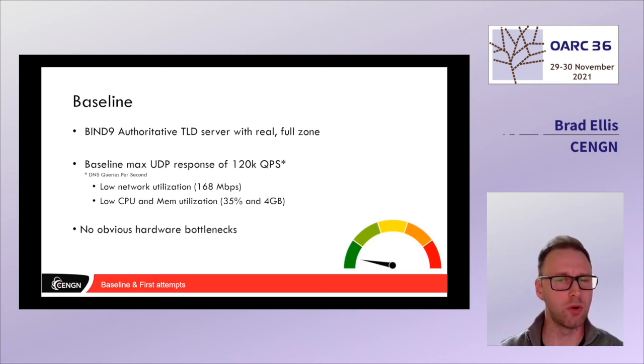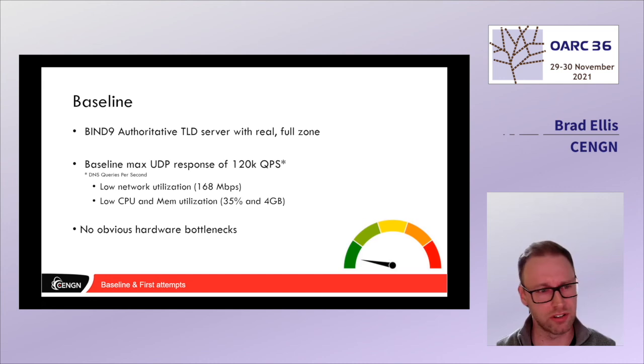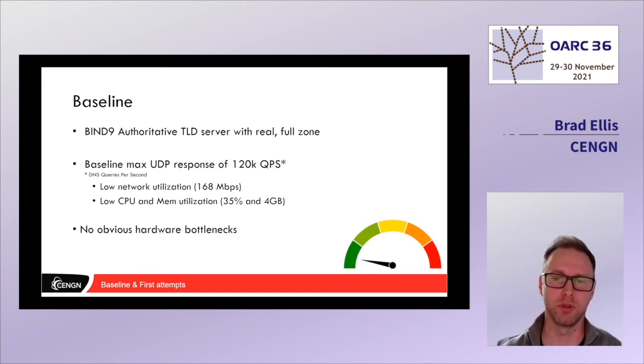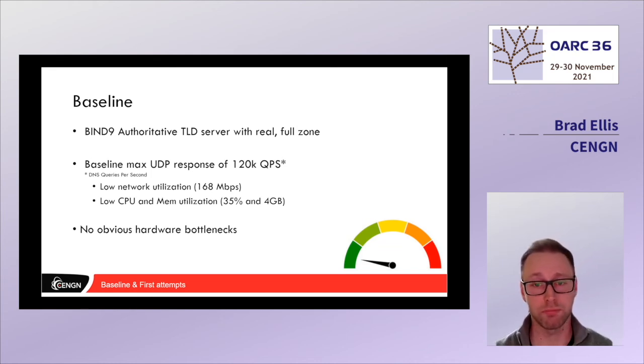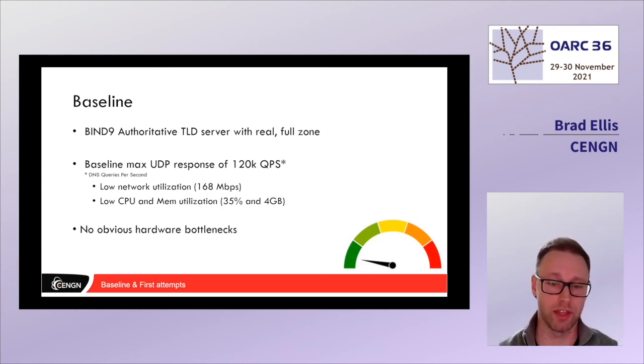We found that we had low network utilization, like 168 megabits per second, and relatively low memory and CPU utilization. We saw no obvious hardware bottlenecks preventing us from going to higher scale, like we were running out of CPU or memory or anything like that. So this was where the real challenge started, figuring out what was limiting us, how to get around that, how to increase that number.